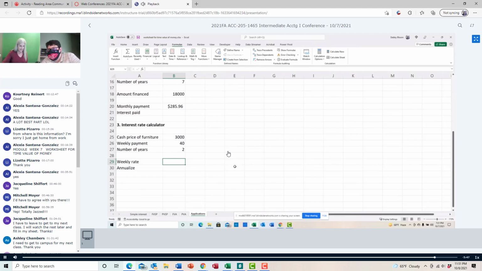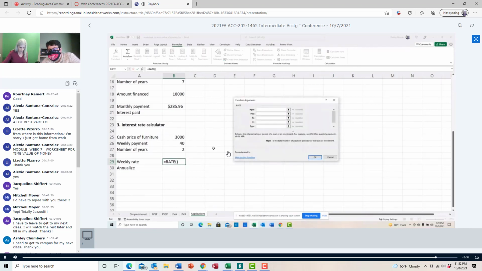So to calculate the weekly rate, Formulas, Financial, and I'm going to scroll down to a function that says RATE, which returns the interest rate per period of a loan. My number of periods is 2 years, but there are 52 payments in each year, so I'm going to make 104 payments on this couch. I'm going to make a negative $40 payment. But I get the couch today that has a value of $3,000.